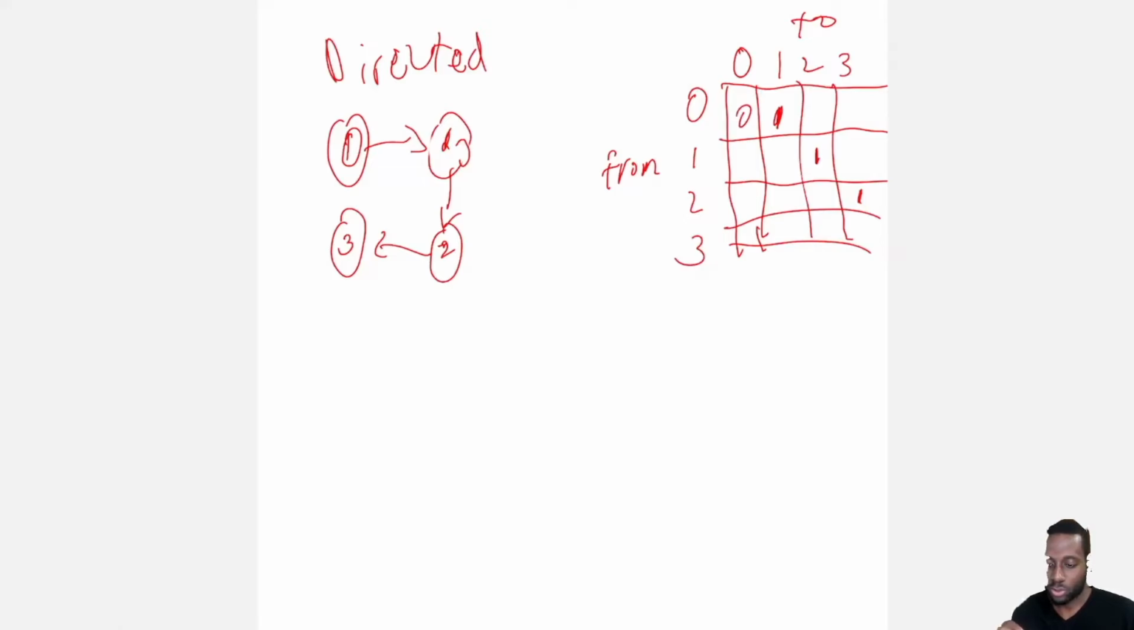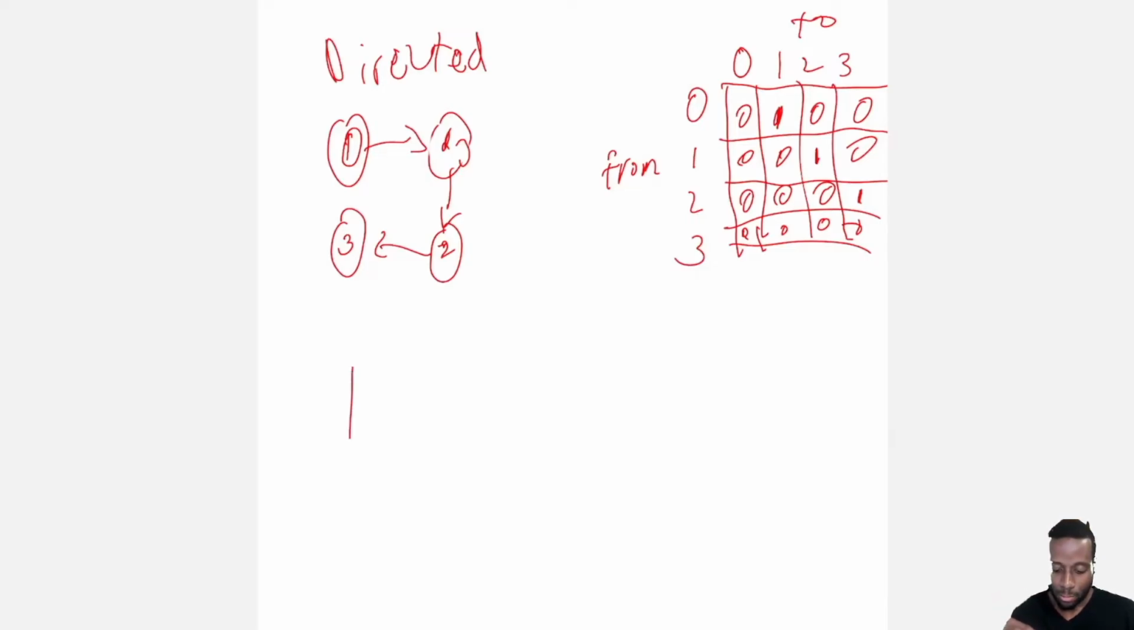And then everything else. So there's no self loop. From 0 to 2, there's no connection. 0 to 3, nope. 1 to 0, nope, we can't go from 1 to 0. 1 to 1, nope. 1 to 3, nope. So everything else is 0, and 3 has no one it can get to. So that's the adjacency matrix way of doing the directed one. Now we're gonna go over the adjacency list.